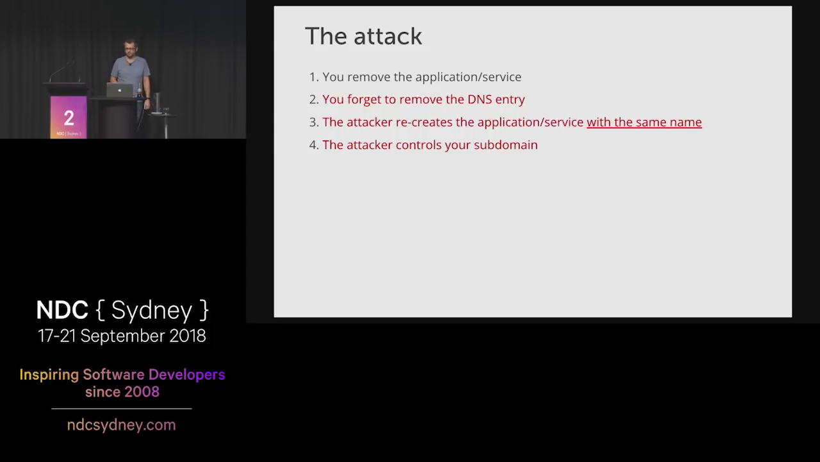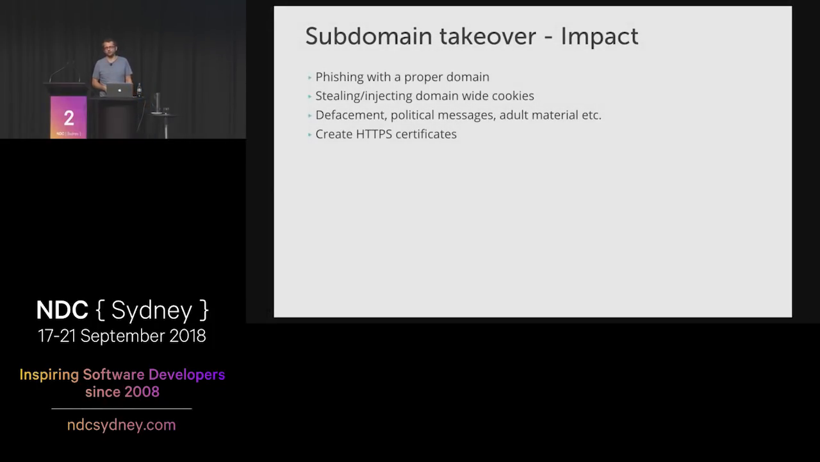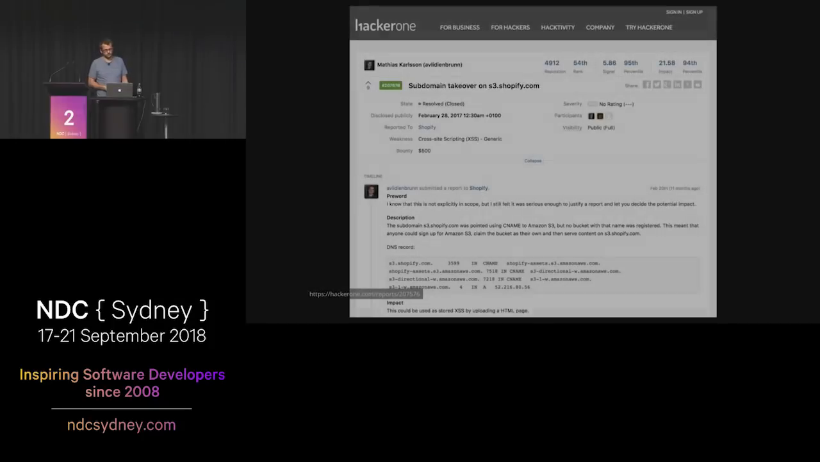That's not nice. Phishing with a proper domain name, that's probably pretty effective. You could use this to also steal or inject domain-wide cookies. You could add all kinds of stuff that would make the company look bad, or you could even create HTTPS certificates for that domain or for that subdomain. So here we have an example of this. This is a guy called Matthias Karlsson, also a Swede, who found one of these at Shopify.